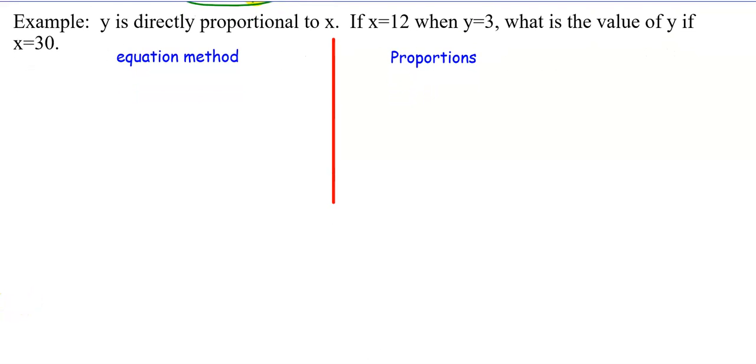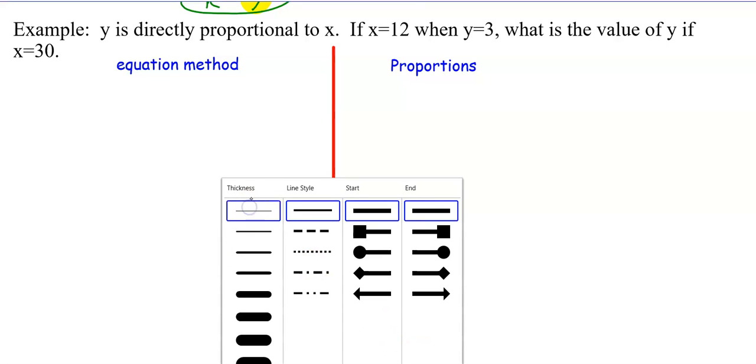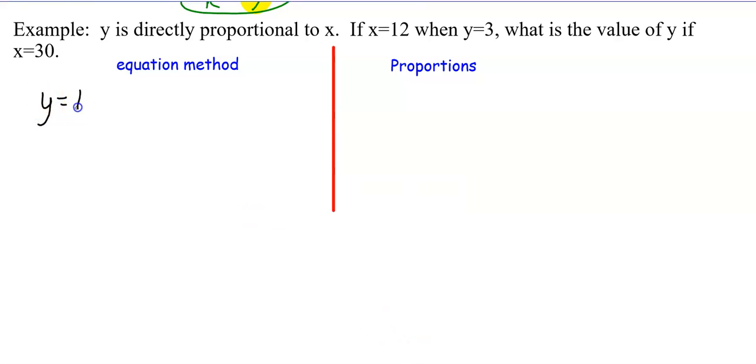So I'm going to solve this one two different ways. A very similar kind of problem, but it goes a step further than the last one. So first, just start with the equation way, and I really like this way. So y equals k times x. You've got to remember that equation. x equals 12 when y equals 3.